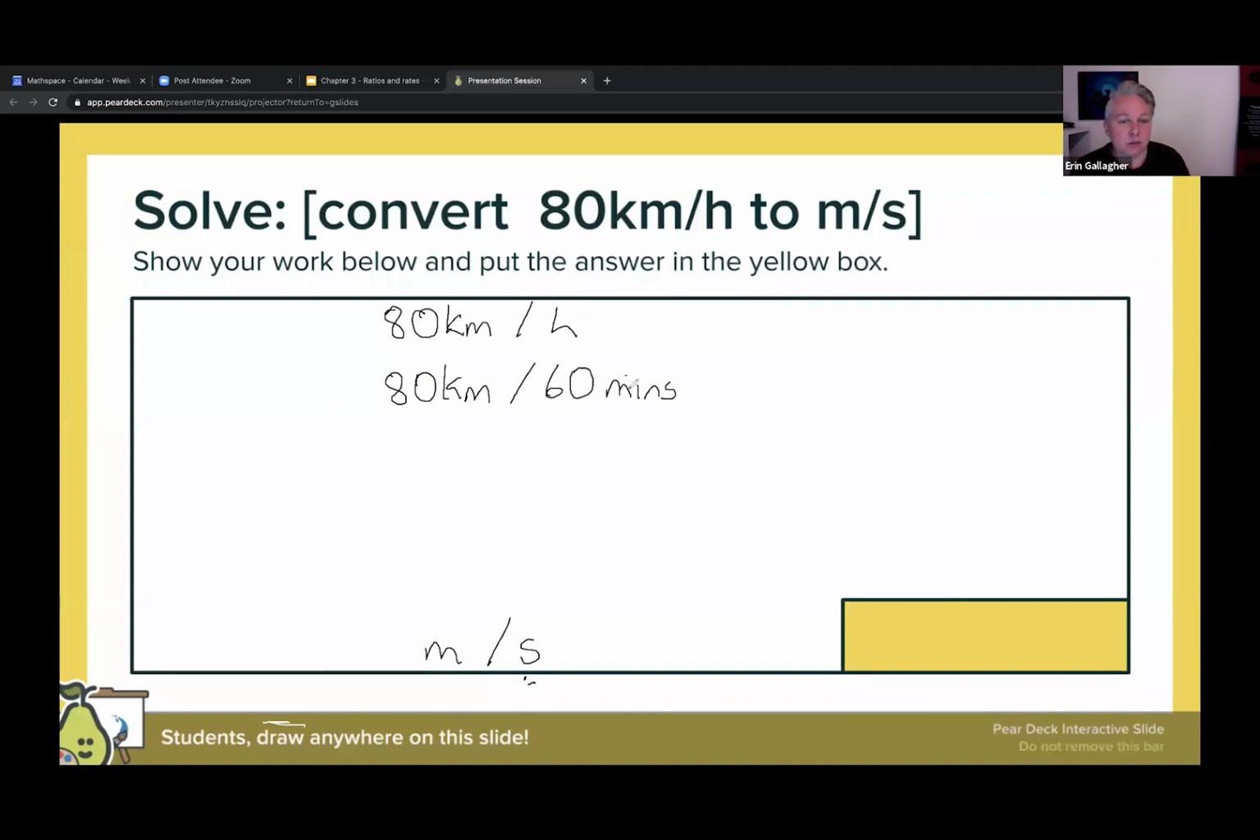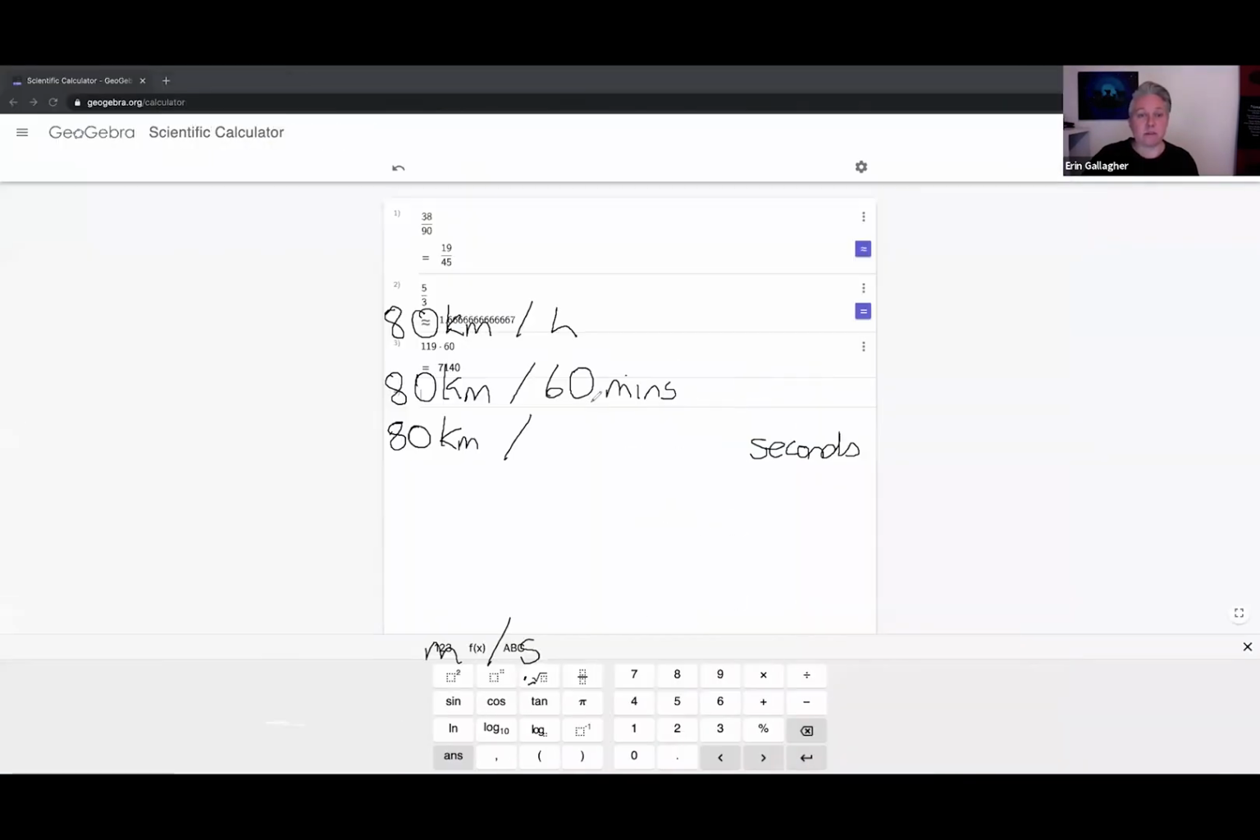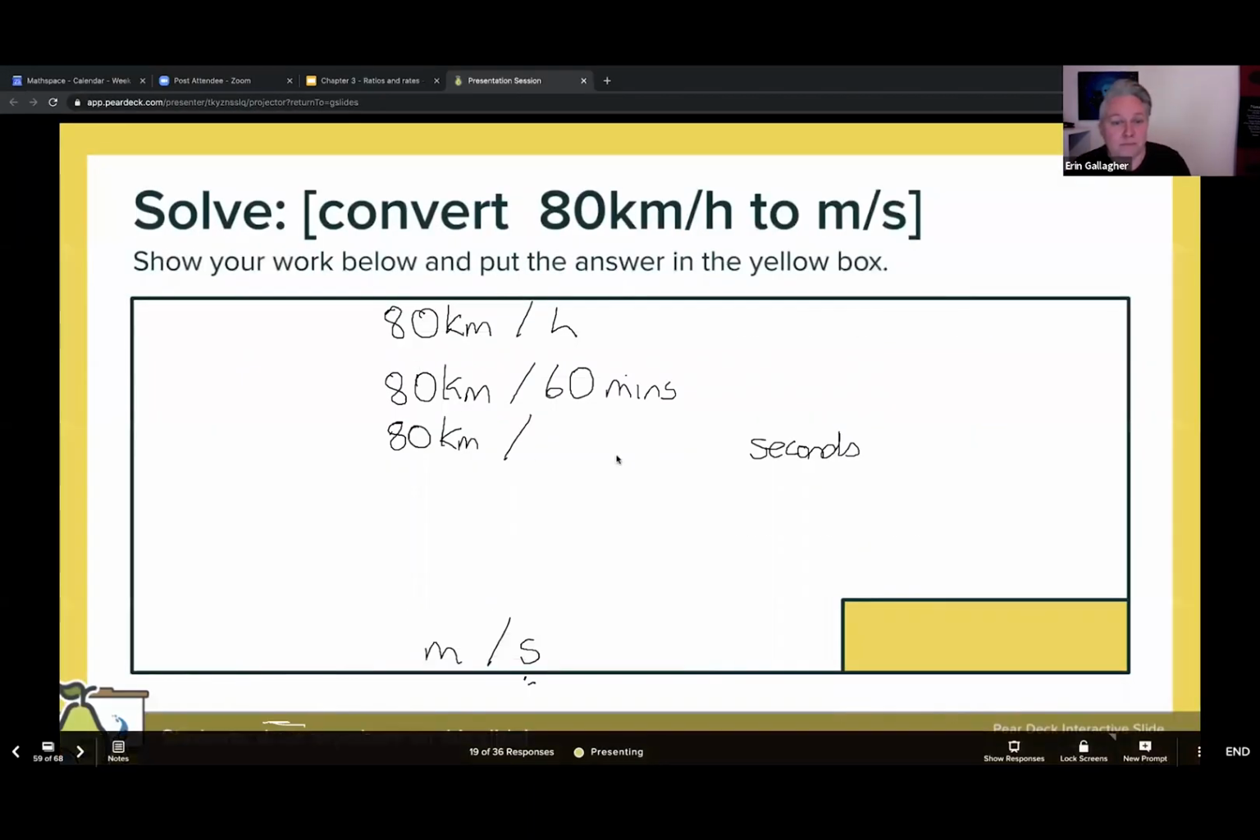So now I know it's 80 kilometers for every 60 minutes. I wonder how many seconds that is. 80 kilometers for some number of seconds. So I know that there are 60 seconds in a minute and I want 60 minutes. So let me quickly get my 60 times 60. I would know that 6 times 6 is 36, so I'm expecting this to have a 36 in it, and it does. So it's 3,600 seconds.